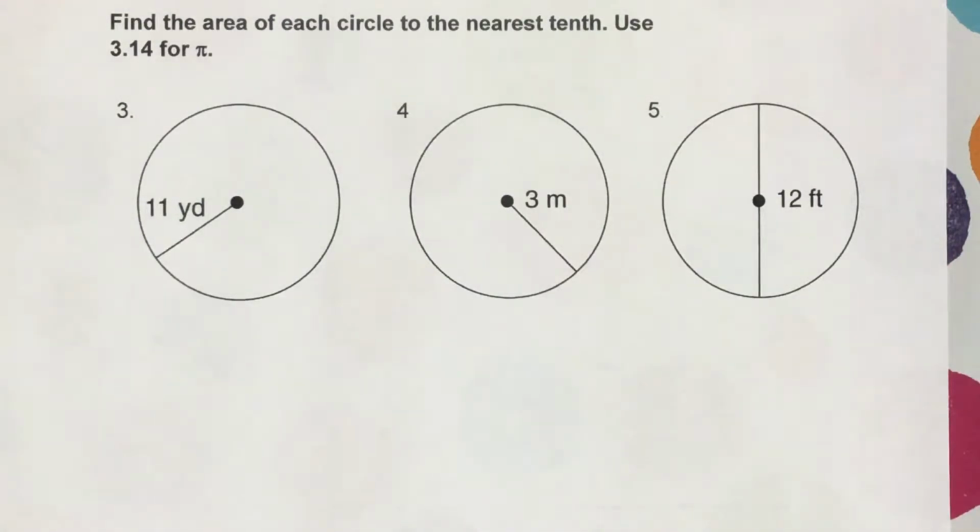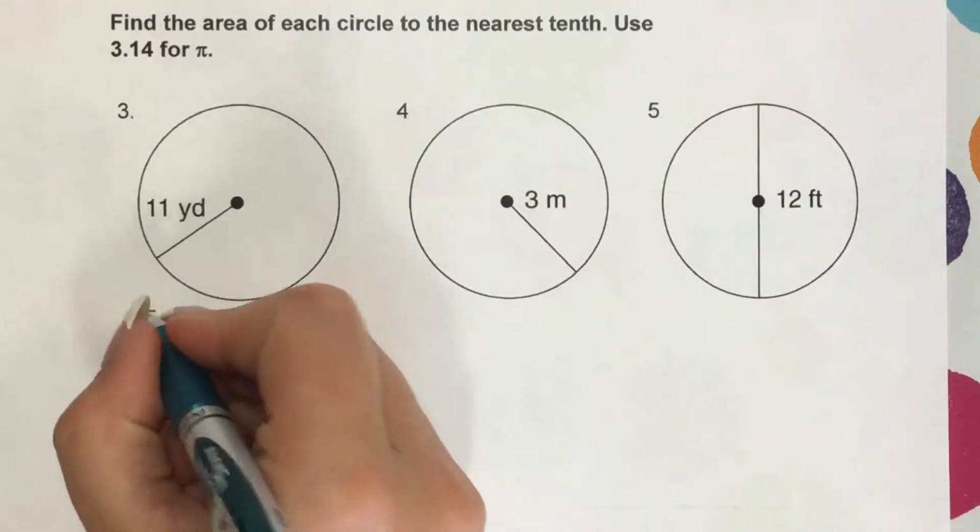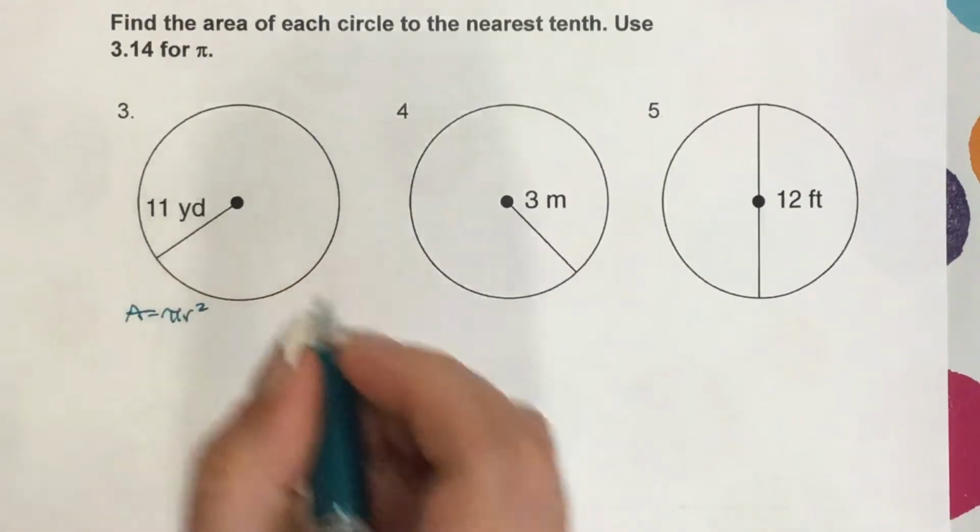All right, we're back with problem 3. Let's go ahead and see how you did. So we're finding the area of each circle to the nearest tenth. Since we're finding area, we're going to write down our formula. Area equals pi r squared.